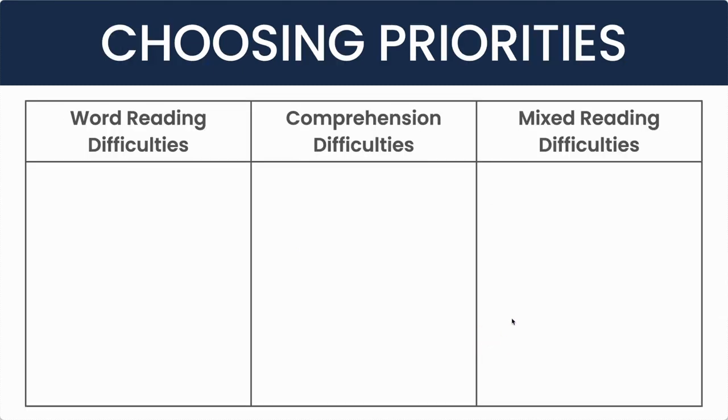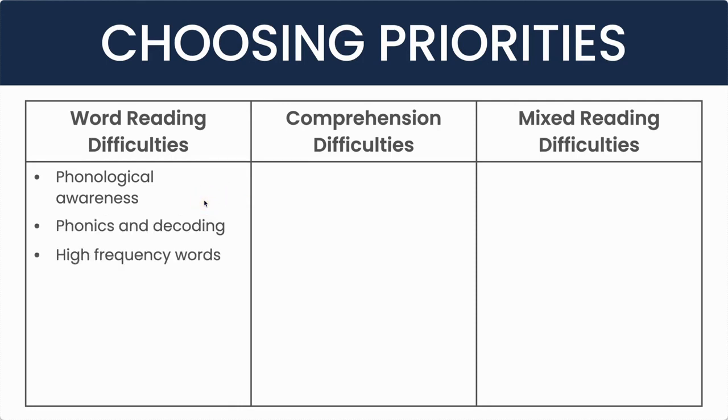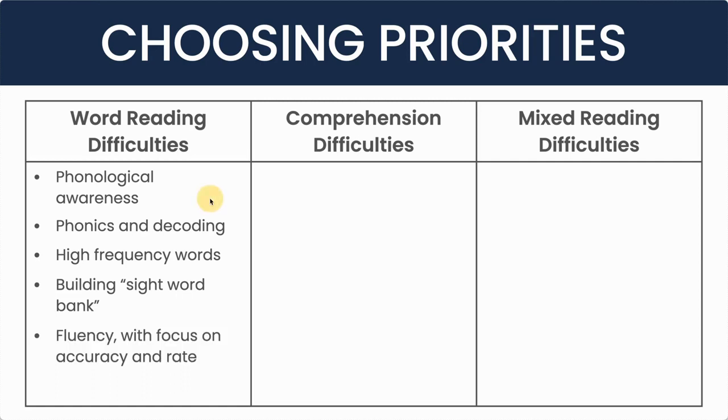All right, our last little piece here is how to choose priorities based upon what a student is struggling with. So first, we're going to start with kids that have word reading difficulties. These kiddos are going to need intervention on phonological awareness, phonics and decoding, like even strategies, decoding multisyllabic words, high frequency words. You want to build their sight word bank so that they can read more words automatically and instantly. You want to work on fluency, specifically focusing on their accuracy and building their speed, their rate.